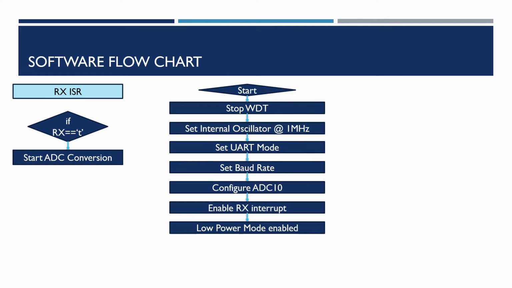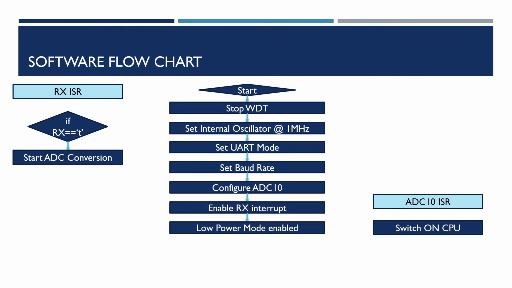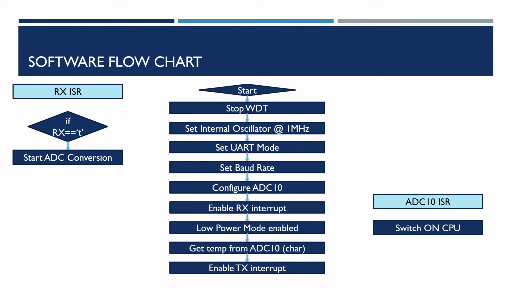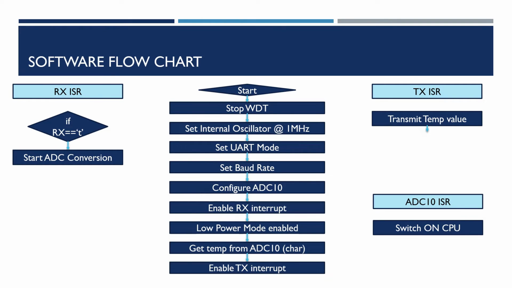Then after the ADC conversion is started, the ADC10 ISR is invoked, which basically just switches on the CPU and does nothing much. Once the CPU is turned on, we are back into the main flow. We get the temperature value from the ADC10MEM register, convert this temperature value, which is an integer, to a character, and then we are ready to transmit this value. So we basically enable the transmit interrupt.